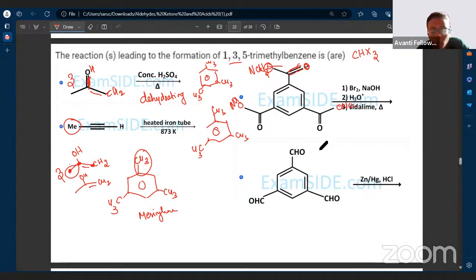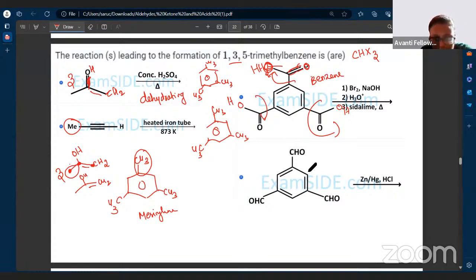Then what you're doing is hydrolysis. So if you do hydrolysis, you'll be getting OH, OH, OH. So you got an acid. When the acid is treated with soda lime, decarboxylation happens, so this part will get completely removed. You'll be getting benzene as the product.